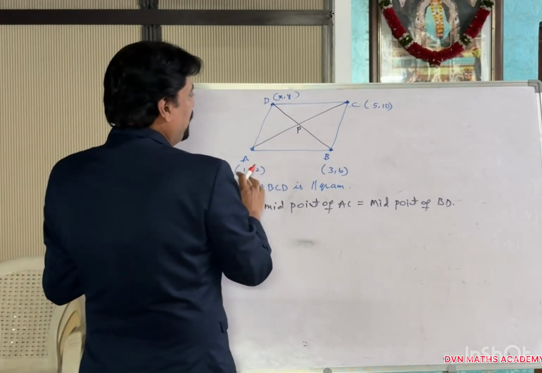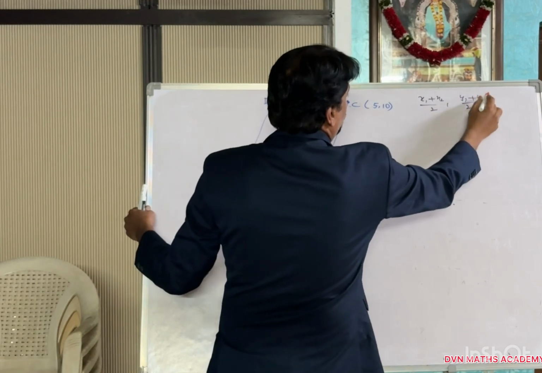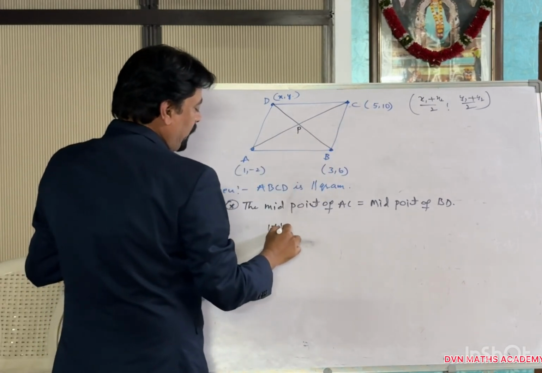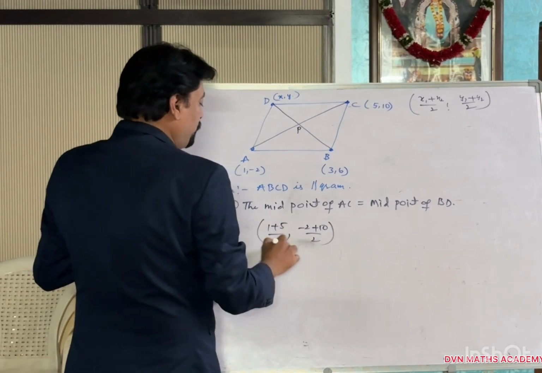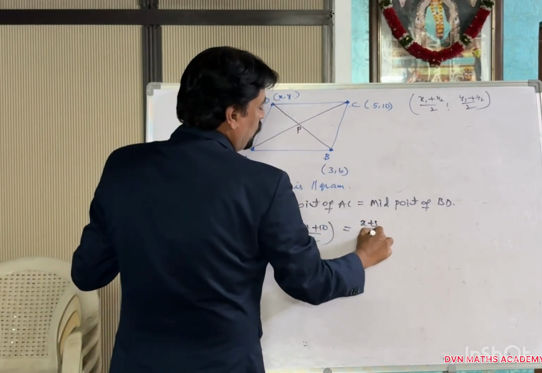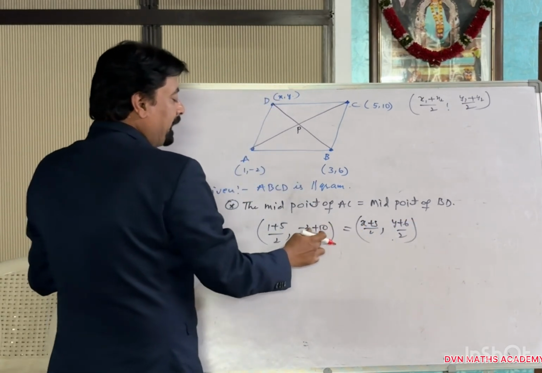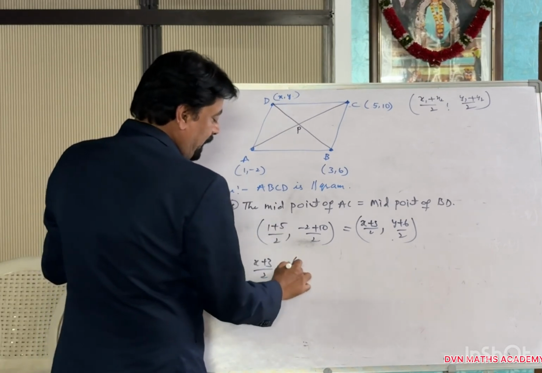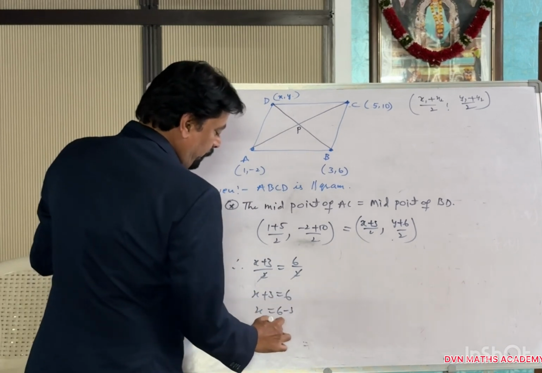Just put in the midpoint formula, that is (x1 plus x2) by 2 and (y1 plus y2) by 2. If you use this midpoint formula, the midpoint of AC is (1 plus 5) by 2 comma (minus 2 plus 10) by 2. This is equal to the midpoint of BD, (x plus 3) by 2 comma (y plus 6) by 2. So if you compare x coordinate to x coordinate and y coordinate to y coordinate, (x plus 3) by 2 is equal to 6 by 2, 2 cancels, x plus 3 is equal to 6, x is equal to 6 minus 3, therefore x is equal to 3.